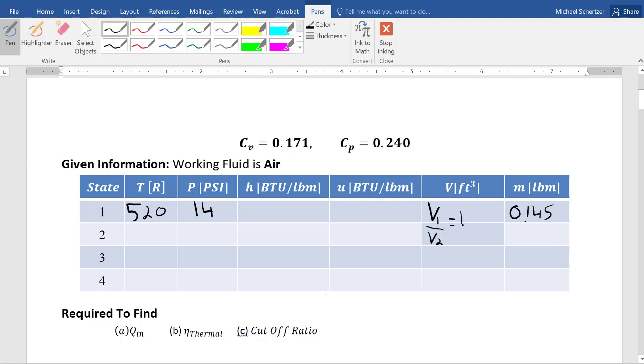The maximum temperature of the cycle is given at 4,000 Rankines. And you need to find the heat addition in British thermal units, the thermal efficiency, and the cutoff ratio.